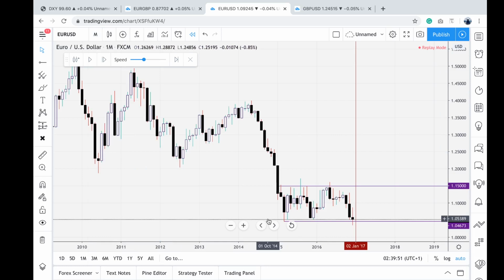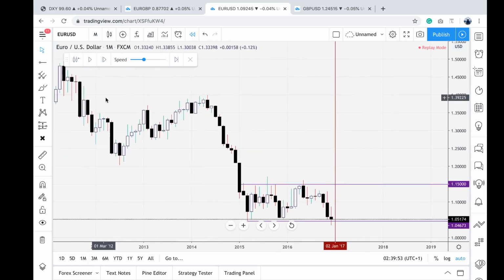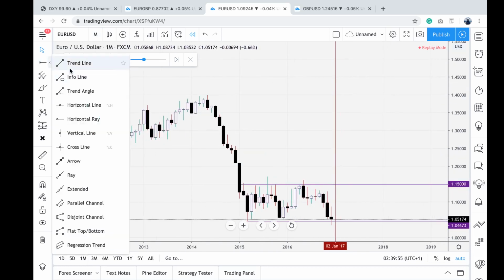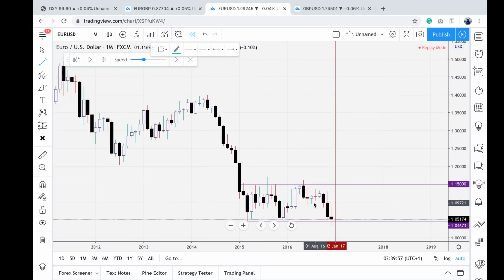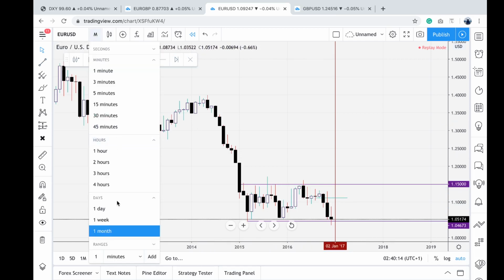One more thing to identify on the monthly: we've got to take note of our monthly bearish order block, which is this candle right here. What else can we reference? That is all for the monthly. Now we shift to weekly.